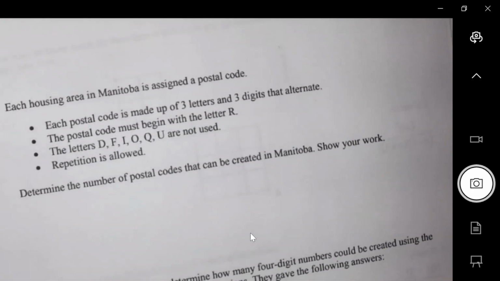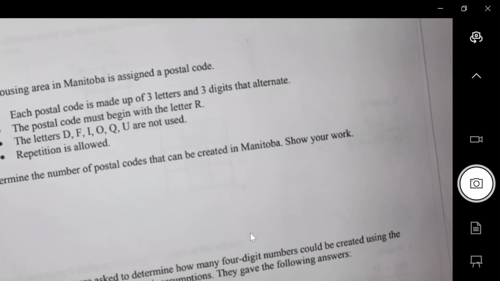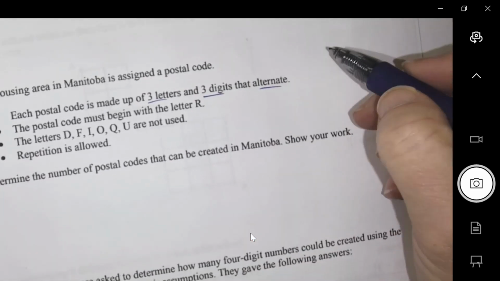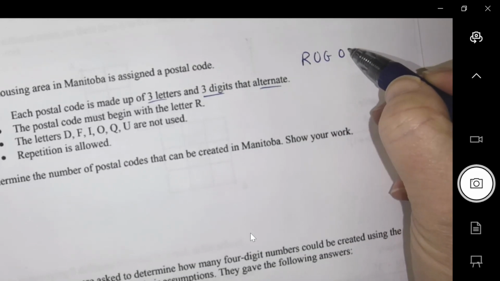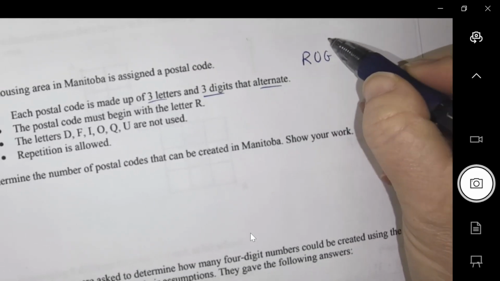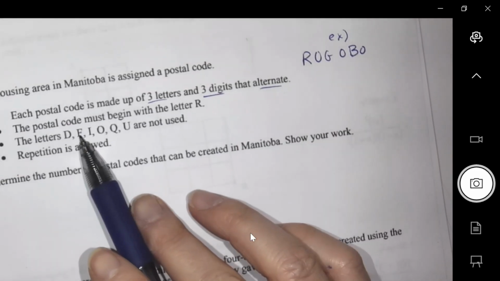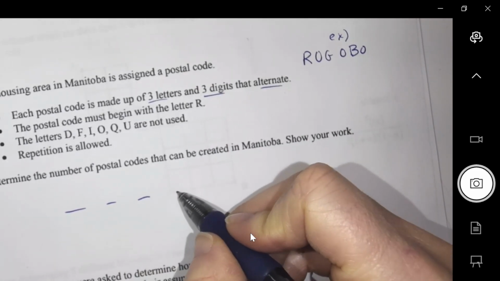Okay, let's try another one maybe together. Page 3. Okay, postal codes in Manitoba. Postal codes are made up of 3 letters and 3 digits that alternate, right? Because mine is like R0G0B0, right? That's what a postal code is. So letters and numbers alternating. The postal code, so let's go 1, 2, 3, 4, 5, 6.